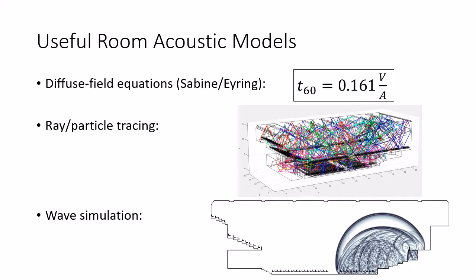Maybe a step in complexity beyond that is wave simulation. So here we simulate wave propagation at every point in the domain. And this typically involves setting up some sort of mesh or grid of points. This produces more detailed behavior, but it also ends up being a bit more costly.